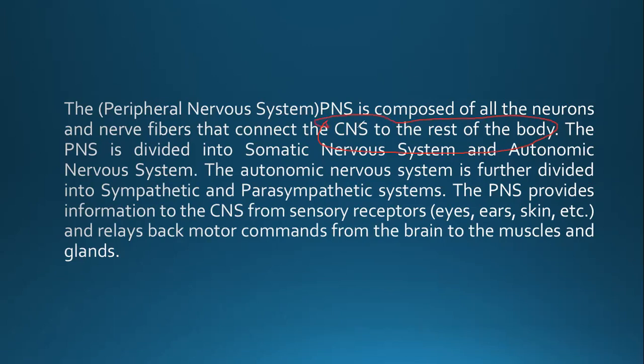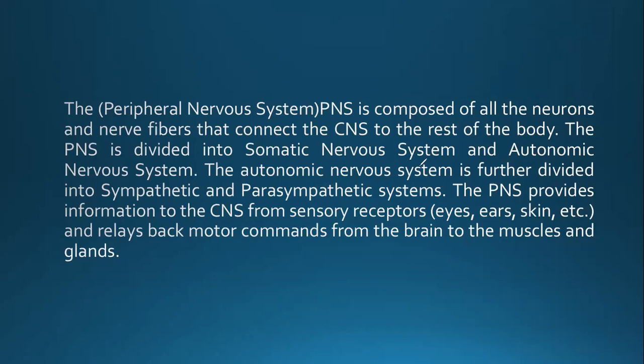So this PNS mediates between the central nervous system and the rest of the body. This is the main function of it. The peripheral nervous system is further divided into somatic and autonomic. The autonomic nervous system is further divided into sympathetic and parasympathetic. The peripheral nervous system provides information to the CNS, that is the central nervous system, from sensory receptors like eyes, ears, skin, and relays back motor commands from the brain to the muscles and glands.